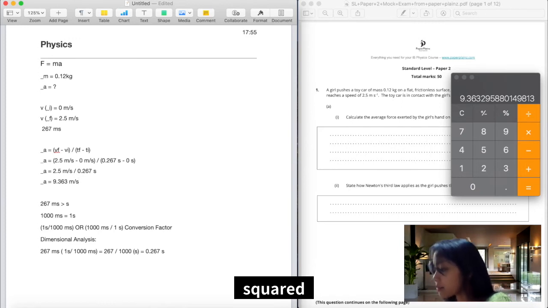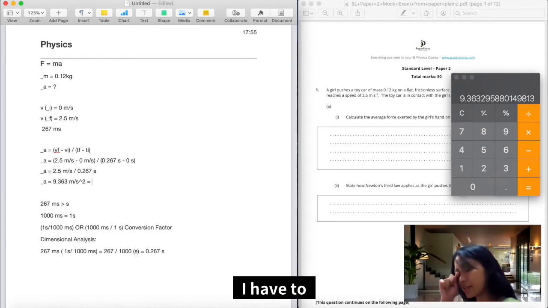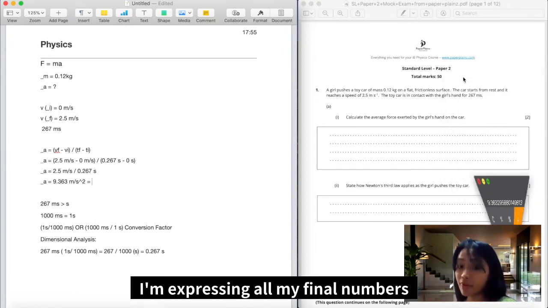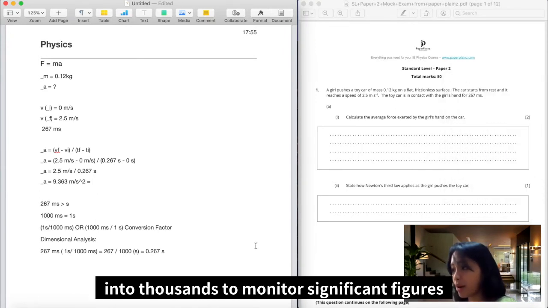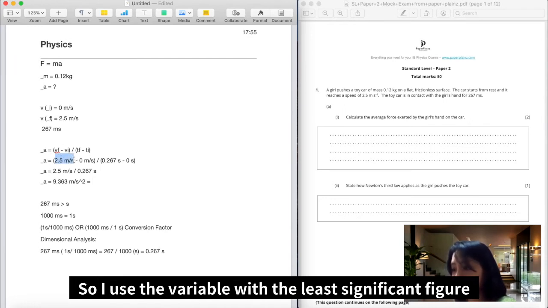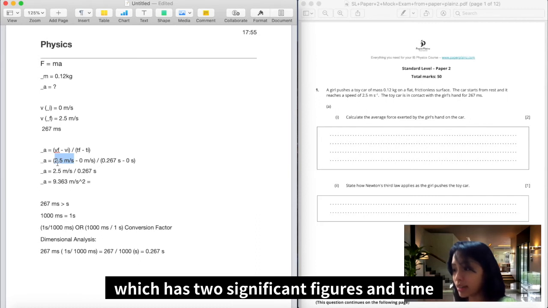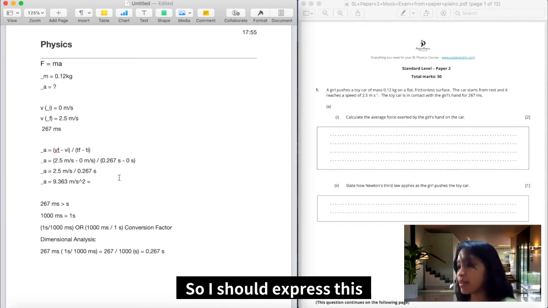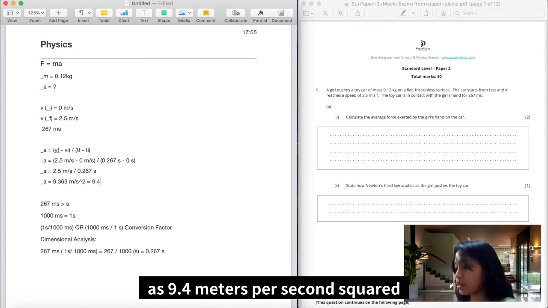Meters per second squared, is that correct? Or I have to express this answer properly. I'm expressing all my final numbers with the least number of significant figures. So I use the velocity, which has 2 significant figures, and time, which has 3 significant figures. So the least number of significant figures from the problem would be 2. So I should express this as 9.4 meters per second squared.